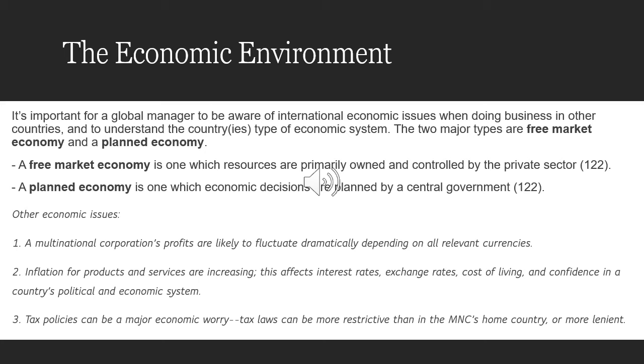A free market economy is one in which resources are primarily owned and controlled by the private sector. A planned economy is one in which economic decisions are planned by a central government.